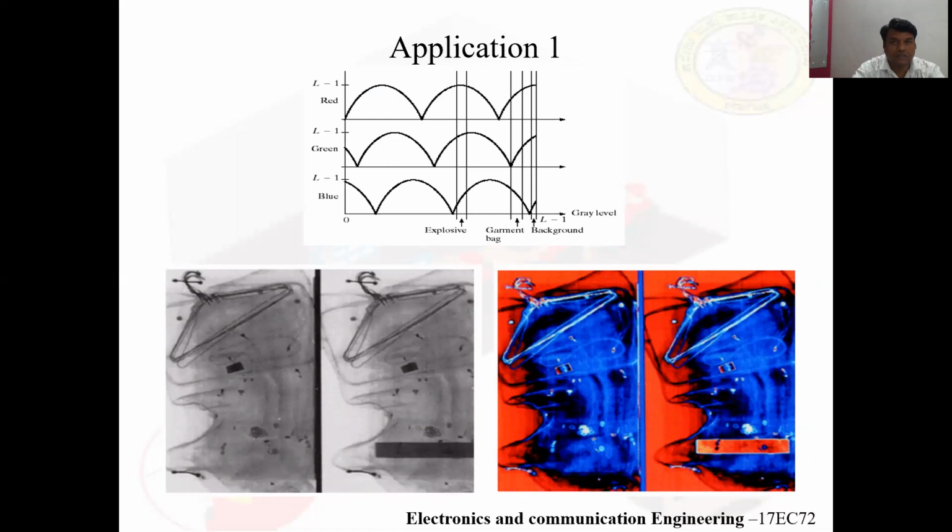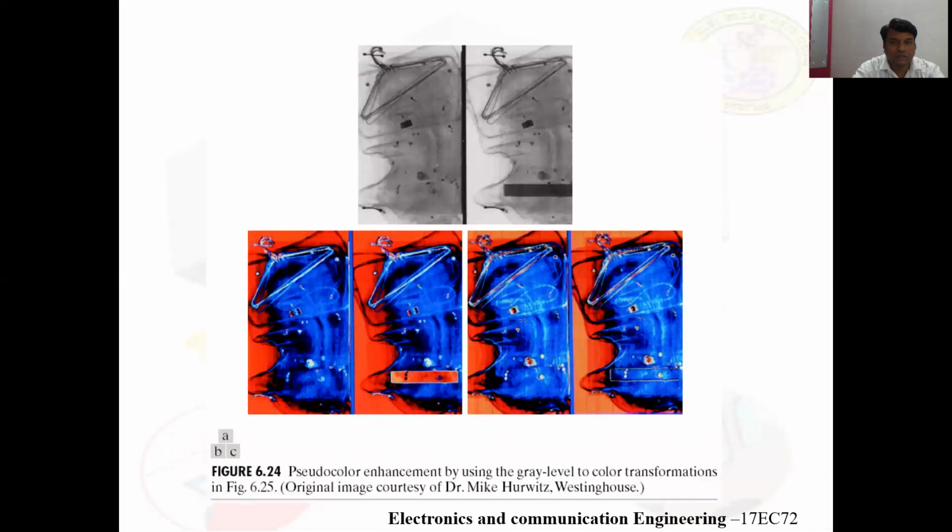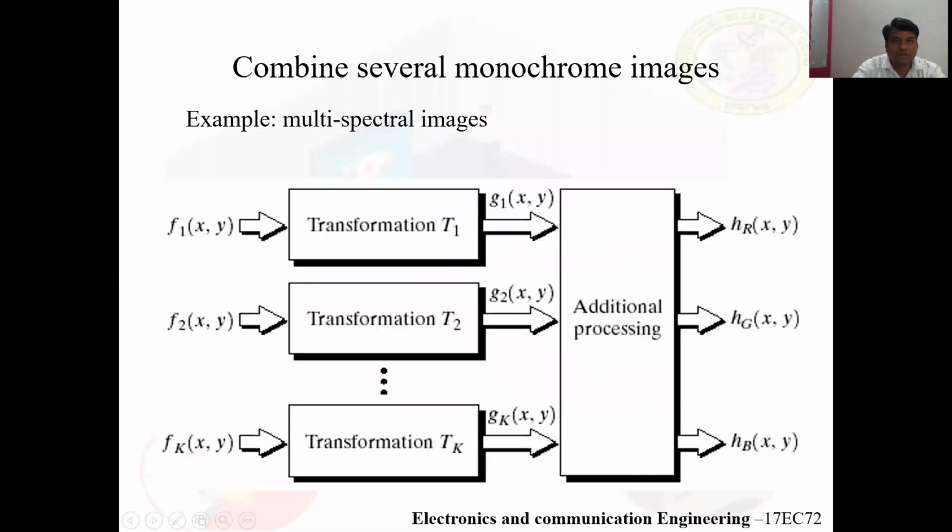Okay, these are the different applications you can see here. Pseudo-color enhancement by using gray level to color transformations. You can see from the diagram, first they were gray level here and they are transferred to color here. So combine several monochrome images, for example multispectral images, that is different spectral images.